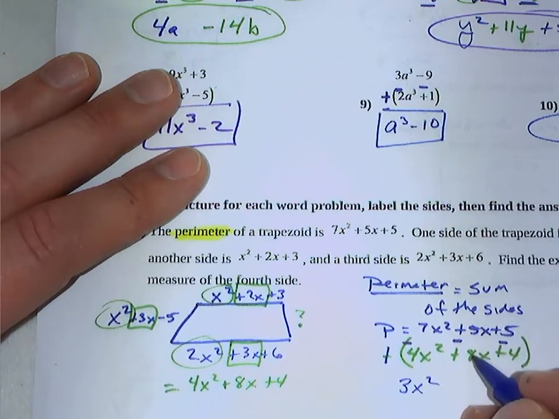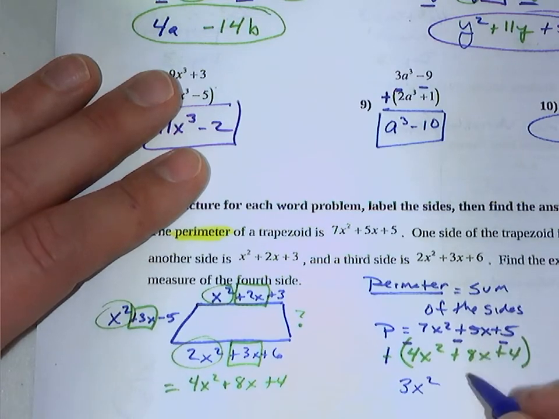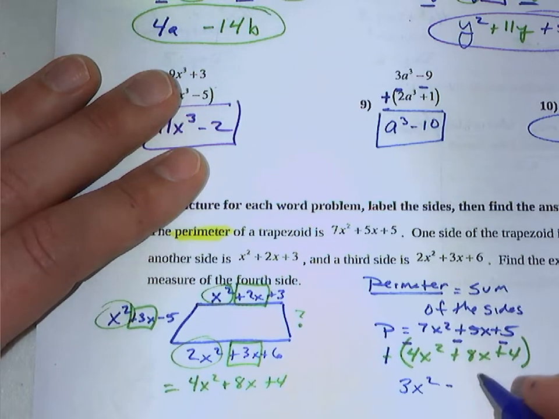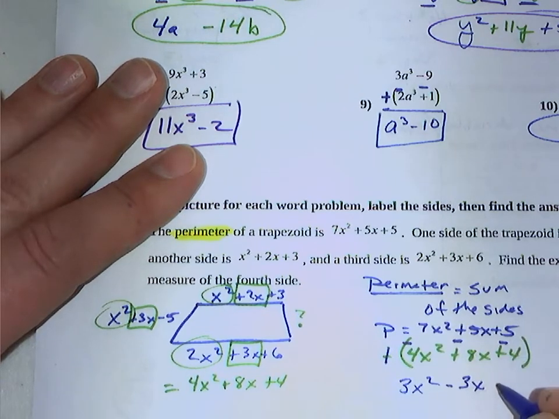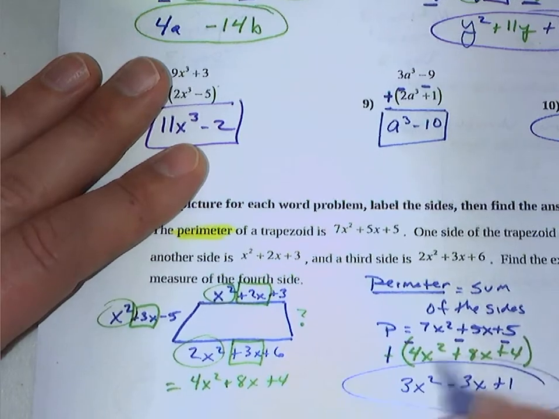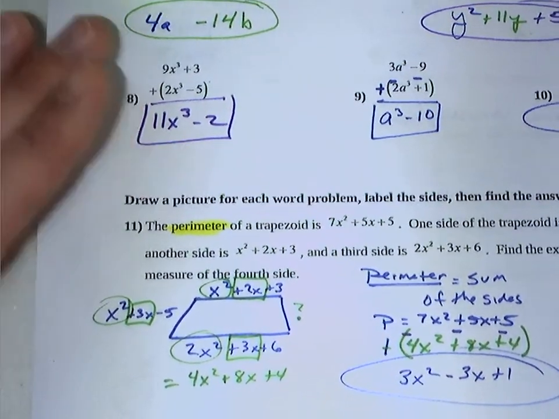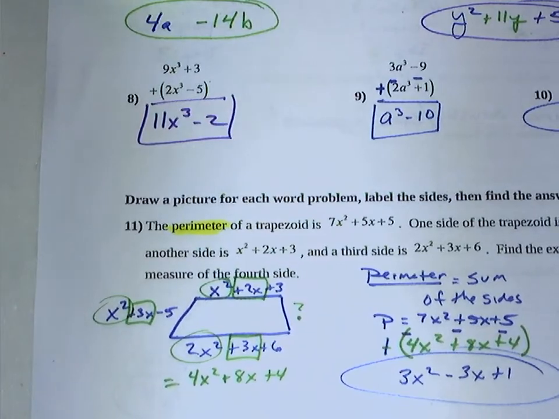What's 5x minus 8x? Andreas, what's 5 minus 8? Negative... 5 minus 8. How far is 8 away from 5? There you go. Negative 3x. And then 5 minus 4 we all know is 1. Very good. So for my fourth side, my final answer would be 3x squared minus 3x plus 1.